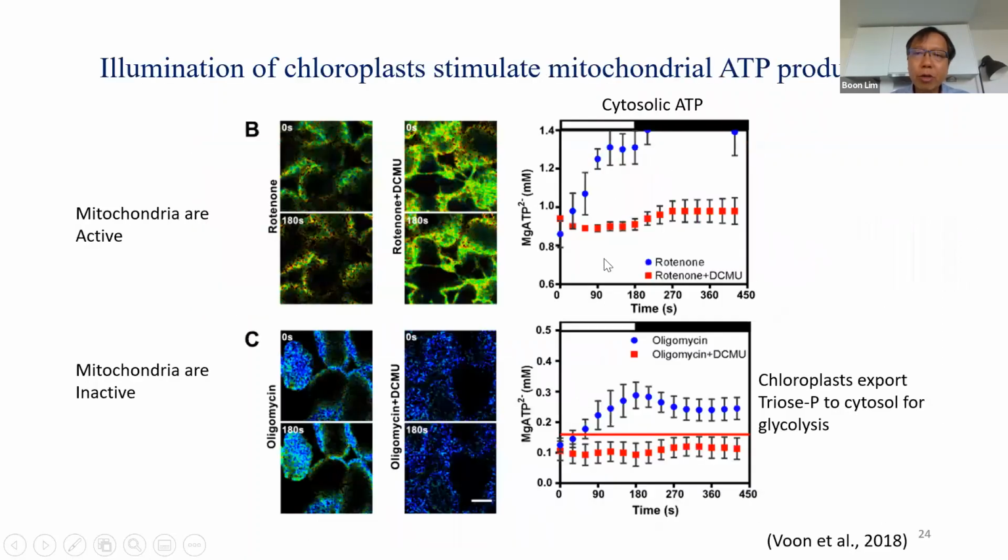And here, we use rotenone to lower the cytosolic ATP to a detectable range, and we can see that this is the light, 30 seconds, 1 minute, and then we can see that the light can increase the cytosolic ATP within a minute. And this is DCMU dependent. And if we inhibit the mitochondria from generating ATP, then if we apply light, we can still see an increase in cytosolic ATP, but this could be due to glycolysis.